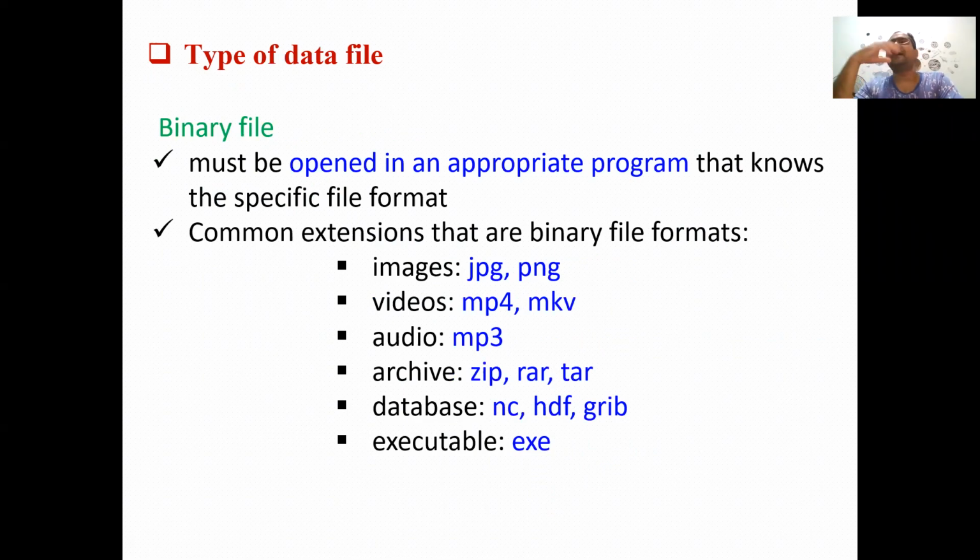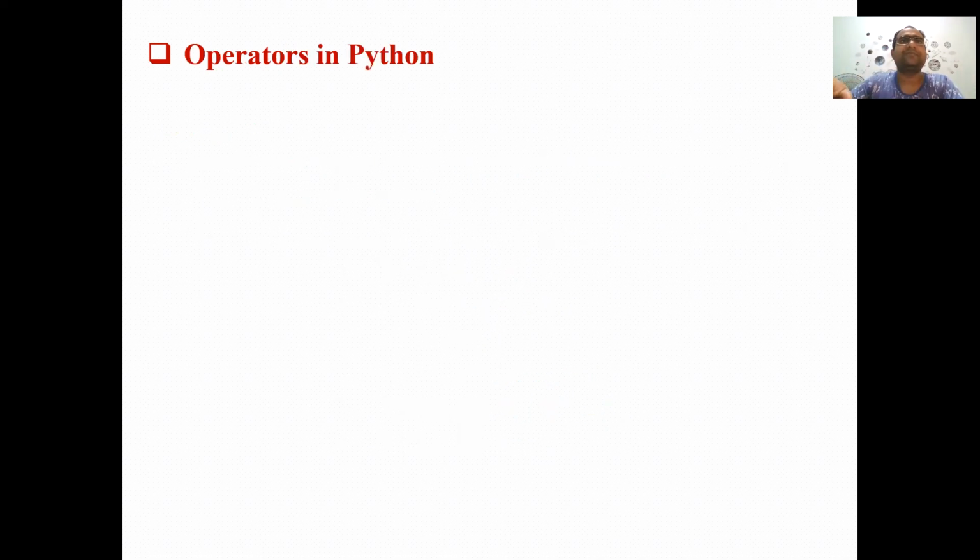But on the other hand, binary, a human can't read. So we need to open it with the appropriate program or software. If you have a JPG or PNG file, you should open it with a photo viewer, right? If you have MP4, MP3, or ZIP, RAR, or an executable file, or a database like a NetCDF file, HDF file, grid file, etc., then we can't open it with Excel or Notepad. So a human can't read it. We need to open it with the appropriate program. This is the type of data file.